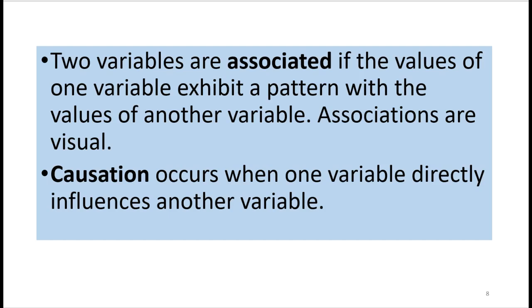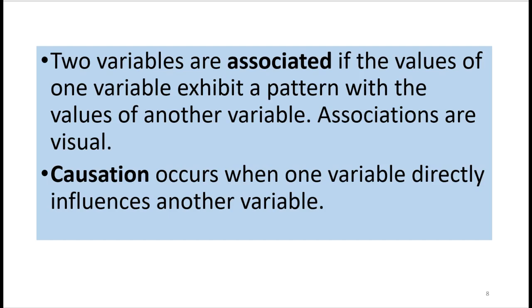There are also two different kinds of relationships that we need to distinguish. Two variables are associated if the values of one variable exhibit a pattern with values of the other variable. Associations are visual. We can see an association by looking at a plot or comparing numerical summaries. Associations do not necessarily mean that one variable has a direct influence on the other.